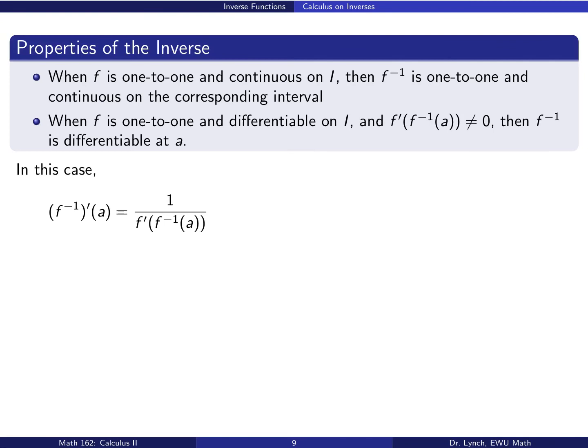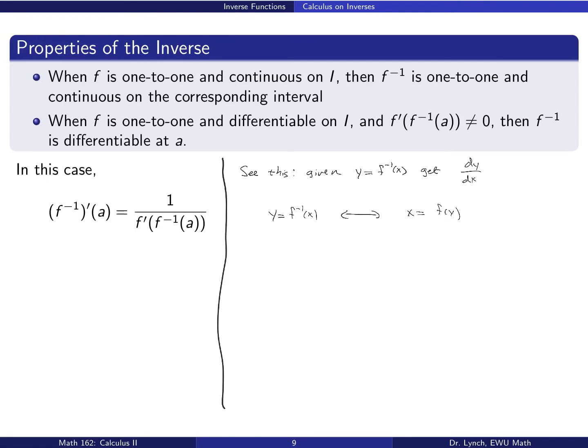And this is fairly quick to see if you think about the relationship y equals f inverse of x, and then try to find the derivative dy dx. So the first step in doing this is to write down the relationship between the function and its inverse, y equals f inverse of x, and then to write down the corresponding inverse relationship. So I'm going to refer to this as the inverse relationship, x equals f of y. Now that, of course, we can differentiate using implicit differentiation.